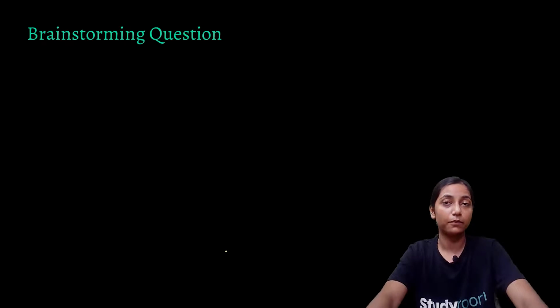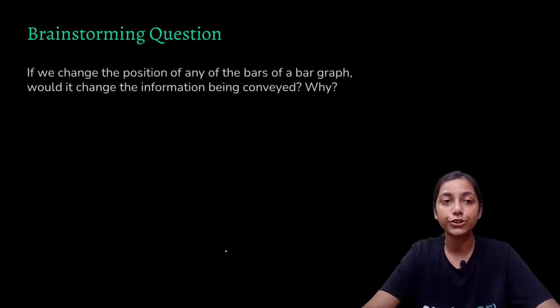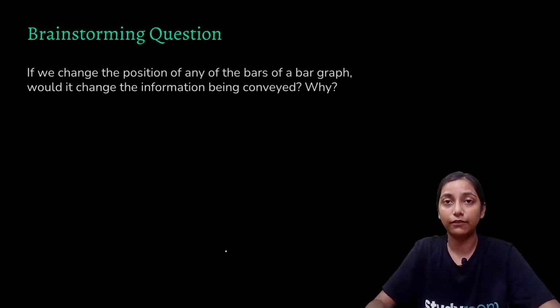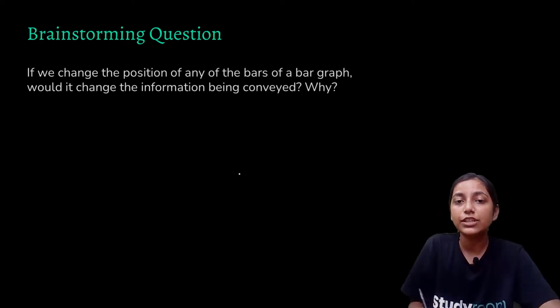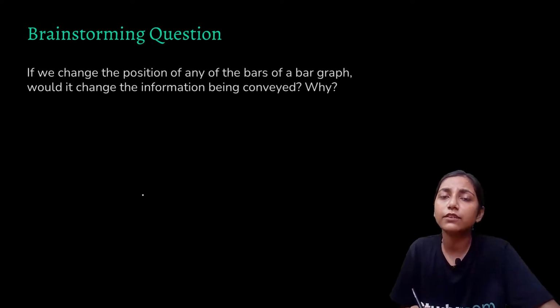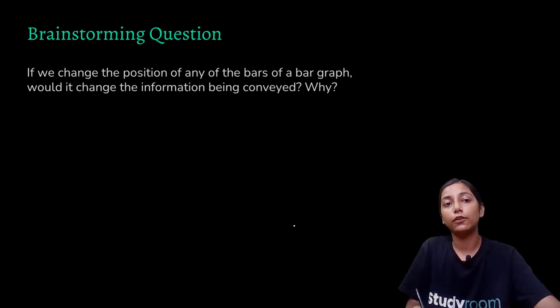Now we have a brainstorming question. What is that question? If we change the position of any of the bars of a bar graph, what are we doing? We are just changing the position of any of the bars of a bar graph. Then would it change the information being conveyed? Why? So what do we need to brainstorm here?